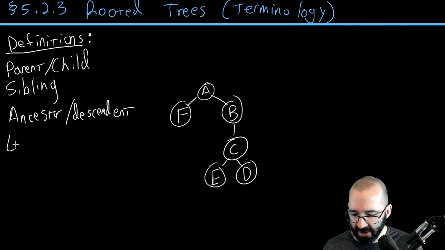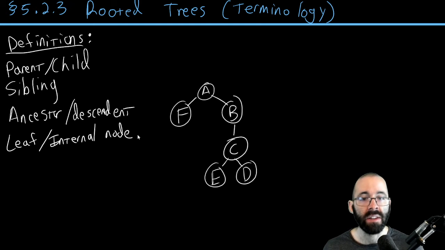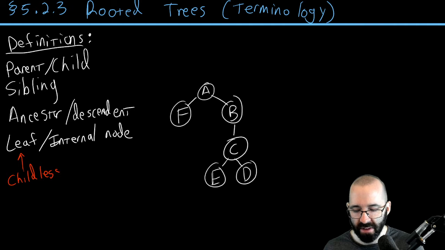The next two definitions, I think, are maybe not quite as obvious: leaf compared to internal node. What do these refer to? So a leaf just means you're childless.